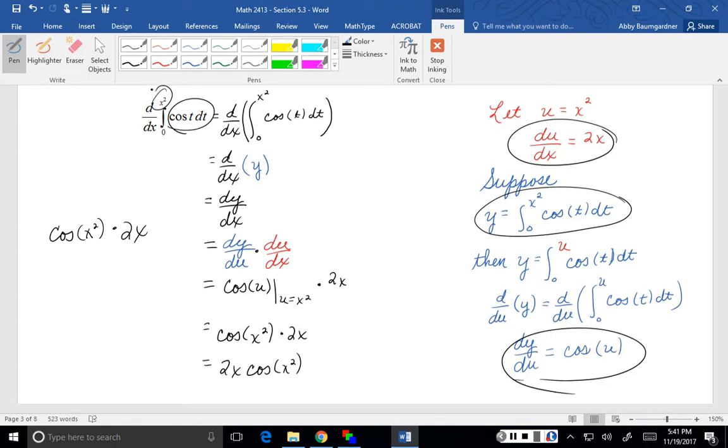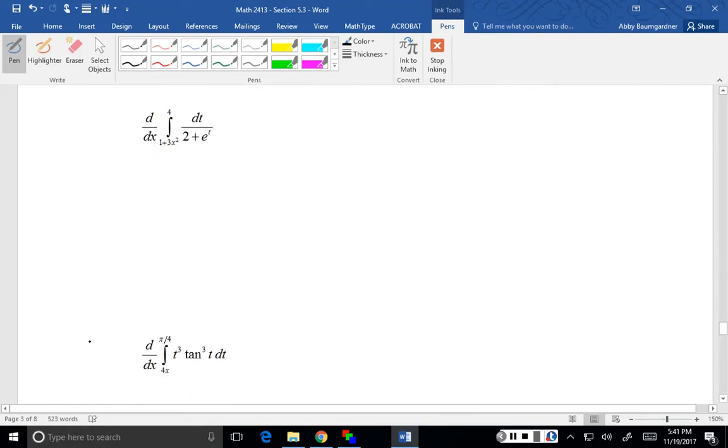Our lower bound must also be a constant. If it's not, then we can manipulate the integral by negating it or by splitting it into two integrals, etc. Right? So there are some other options we could do, but our shortcut now says, yes, you still take this variable and plug it in, but you have to come back and multiply by the derivative of that upper bound. All right, so this should make our life a little bit easier for these next couple of problems.